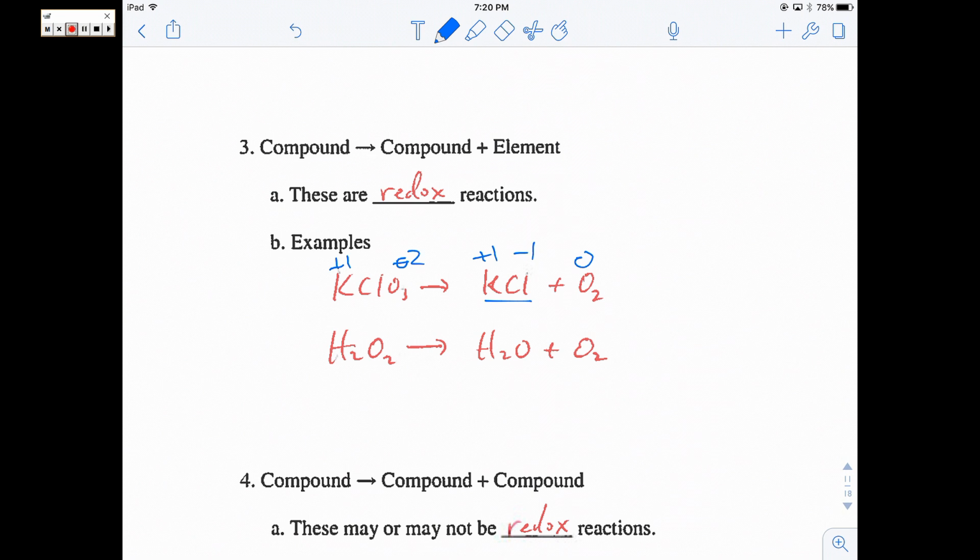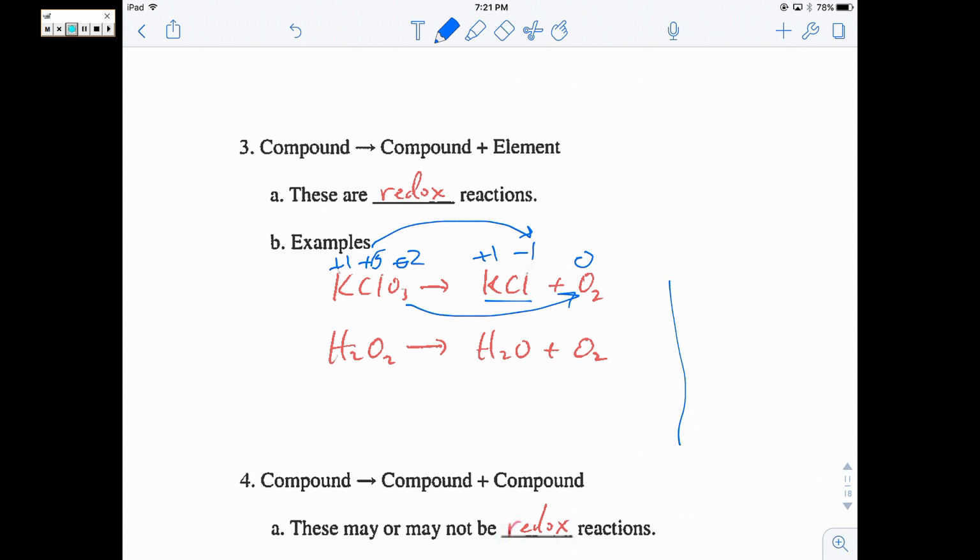This is -1, and the chlorine on the left is +5. So the chlorine is actually being reduced while the oxygen is being oxidized, increasing its oxidation number from -2 to 0 by losing 2 of its electrons.